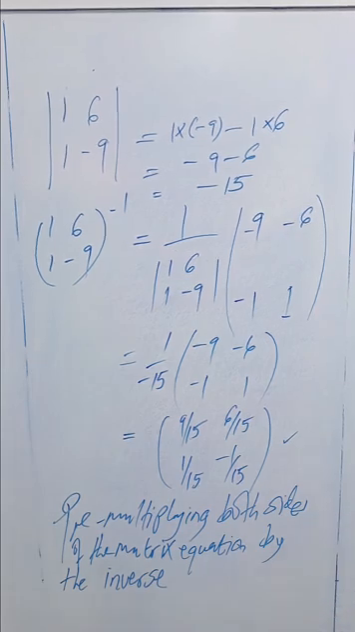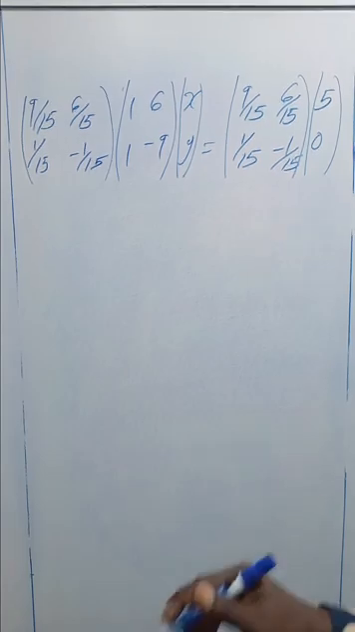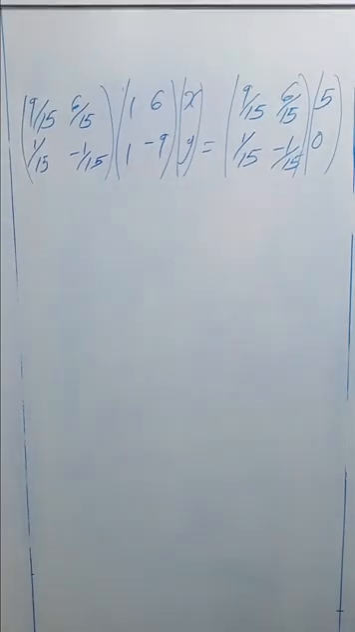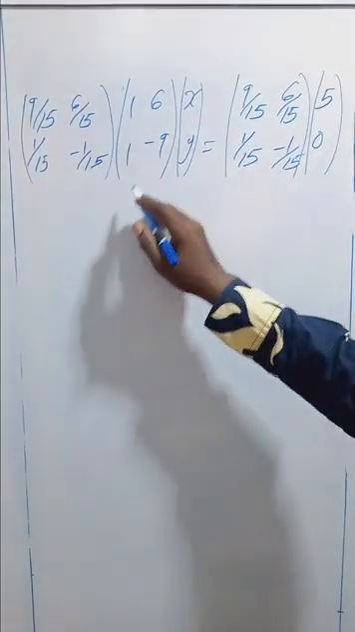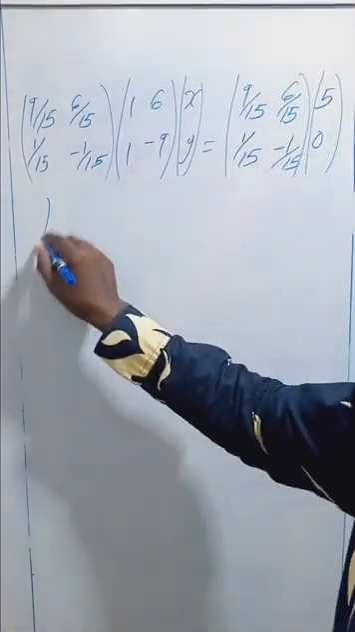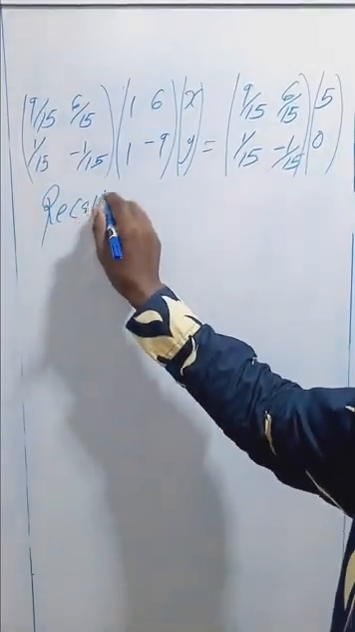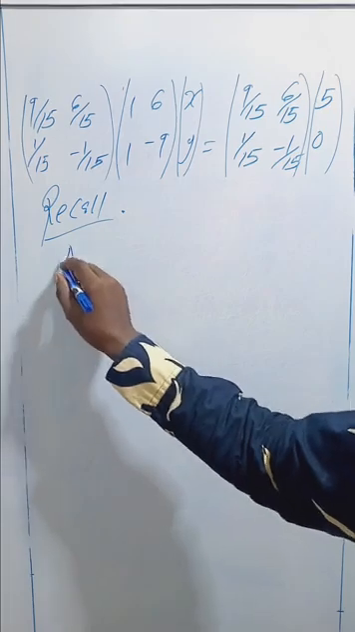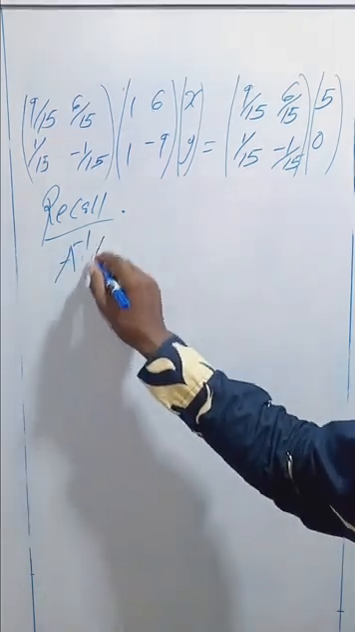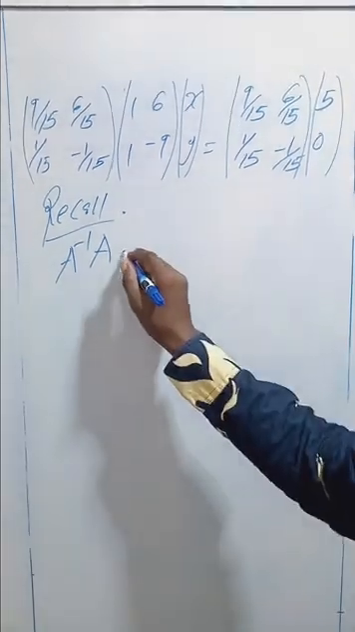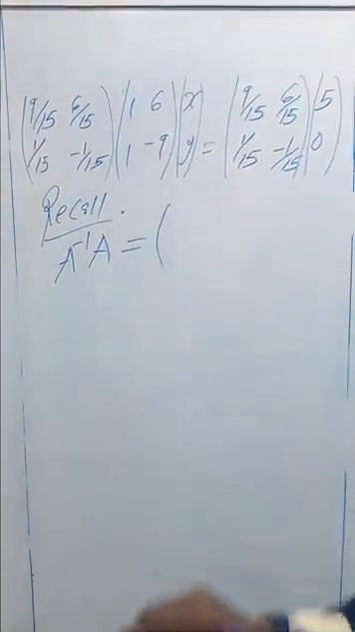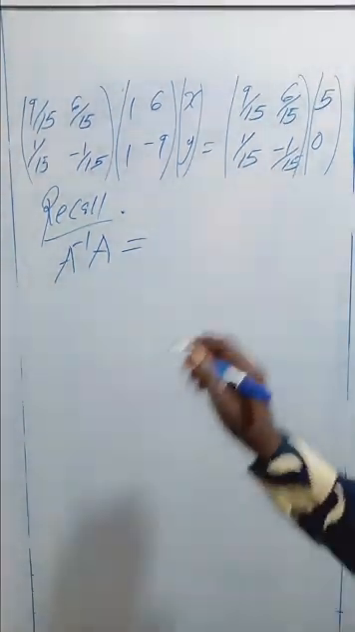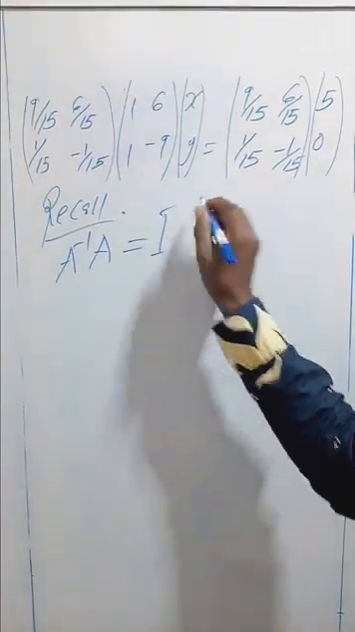Okay, the left-hand side, how do we multiply this one? Actually, there are two ways. Since this is the inverse and this is the matrix, you can recall that if I have the inverse of a matrix and I multiply it by the matrix, I will get an identity matrix, matrix I.